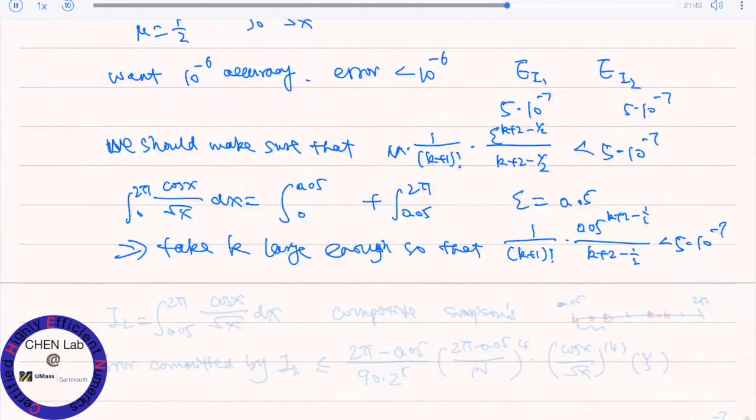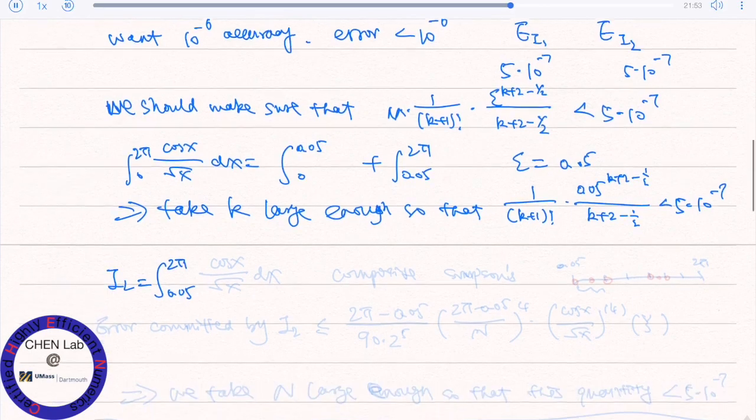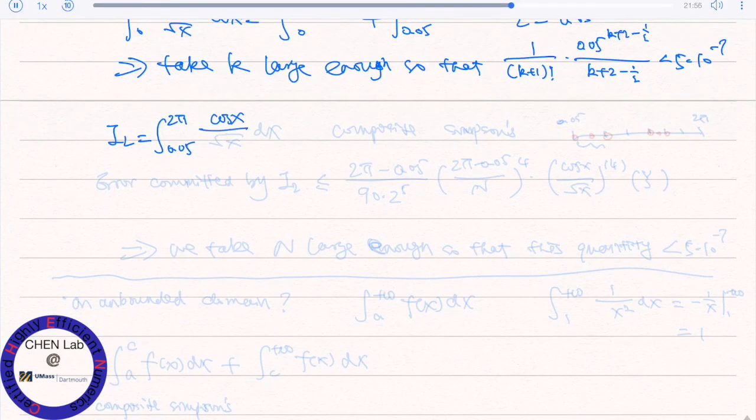And the only part that we want to make sure of is the I2. So for the I2 now, we want to again quantify the error. This is the integral from 0.05 to 2 pi of cosine x divided by square root of x dx.